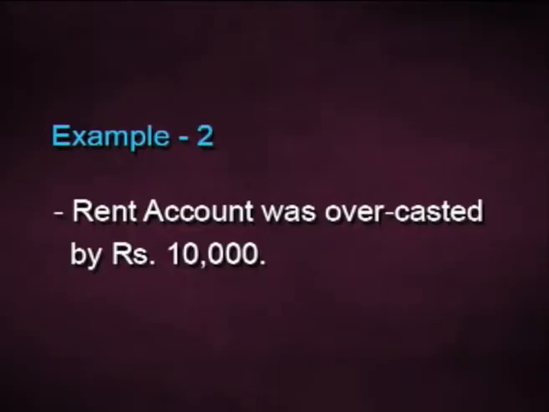Rent account was overcasted by rupees 10,000. I hope you understand that this error, also being a totaling error, has affected only one account, that is rent account. As this is an overcasting error, it implies that rent account has been wrongly over totaled by rupees 10,000 on the debit side, resulting in increase in total rent by rupees 10,000.